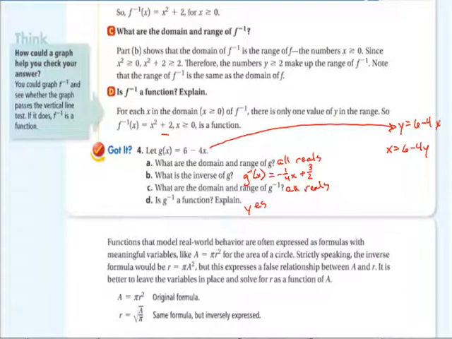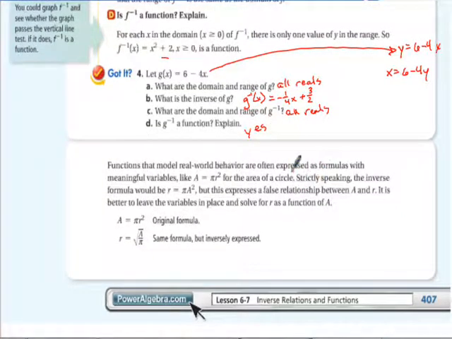Functions that model real-world behavior are often expressed as formulas with meaningful variables like A and r, for that's the area of a circle. Strictly speaking, the inverse formula would be r equals pi A squared, but this expresses a false relationship between area and radius. It's better to leave the variables in place, solve for r as a function of A. Okay, so here's the original formula, and here's the same formula but inversely expressed. We can't take the inverse function of area because this right here is not true. But we can inversely express them just by solving for r.